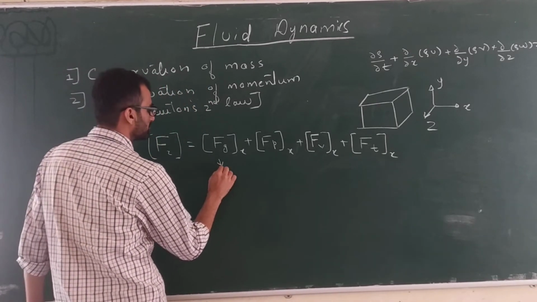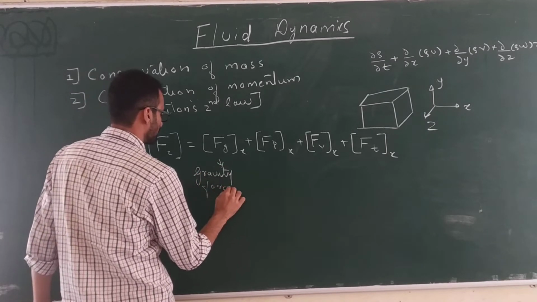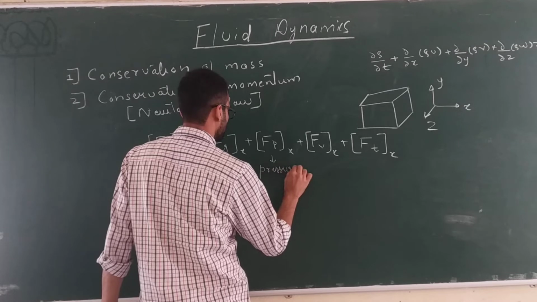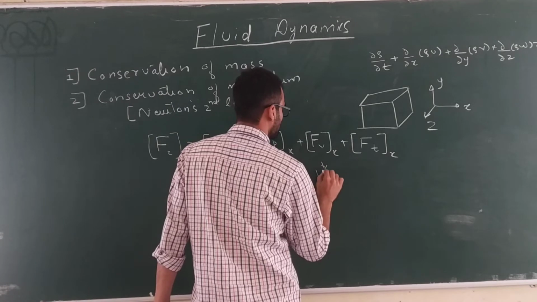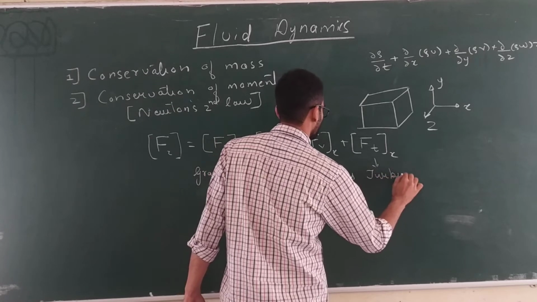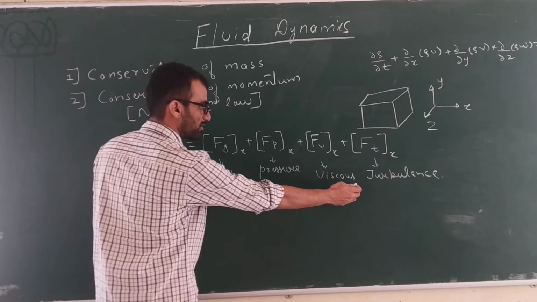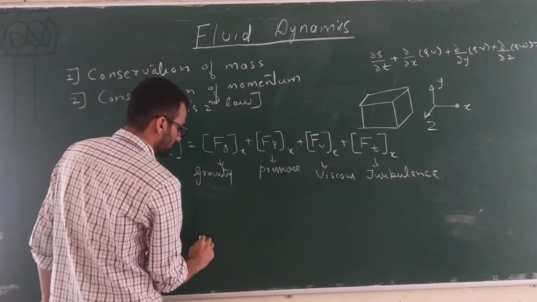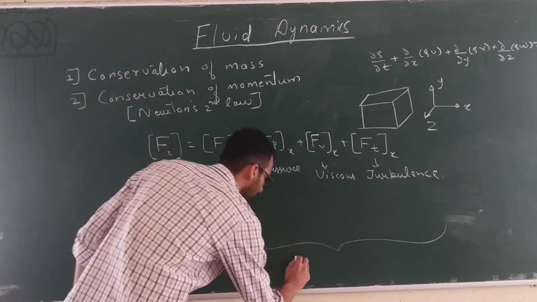So this is your gravity. This is your pressure. I'll just write gravity, pressure, viscous, and this is turbulence. Okay. Now see, if you consider all these four forces, then you will get an equation of motion. That equation is called the Reynolds equation.